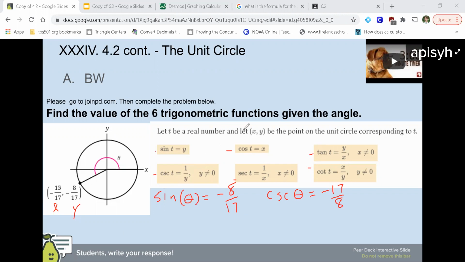Because remember, you don't have to write this down, but when you do 1 divided by a fraction, it's the same as flipping that fraction and multiplying. If you multiply by the denominator, 17/8. So we got that right there. For cosine, the cosine of that angle is just the x value, -15/17. And then the secant would just be the reciprocal of that. So -17/15.